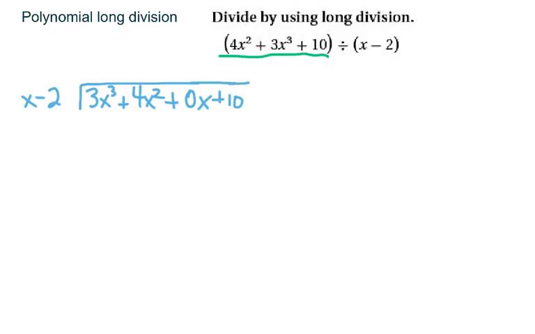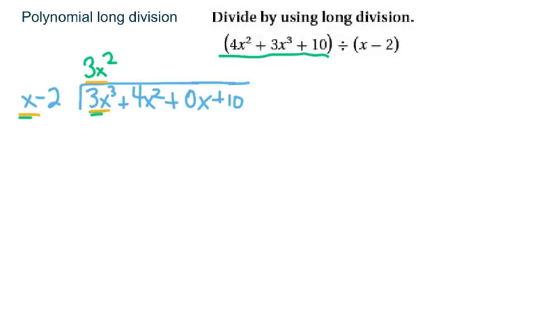So we have to put that placeholder in if there's no term. For example, if you're going down, we need x to the 1. There's no x to the 1 term, so we put a placeholder in with 0x. Then what you ask yourself is, x goes into 3x to the third how many times? Another way of saying this is 3x to the third divided by x is what? It's 3x squared.